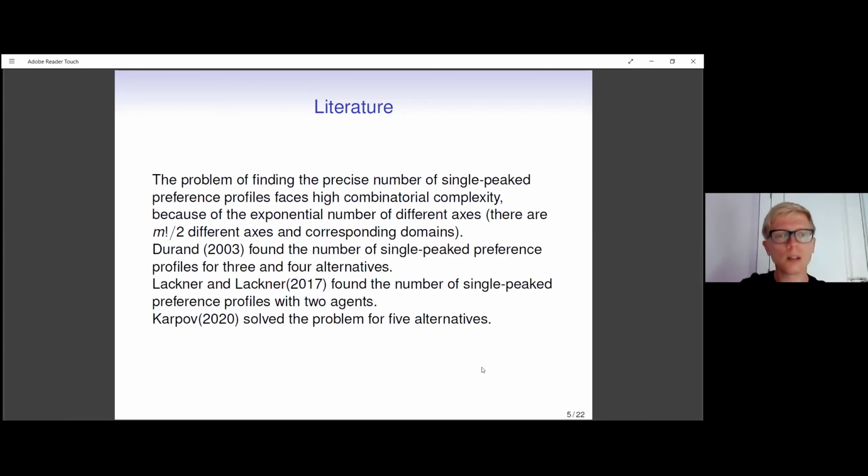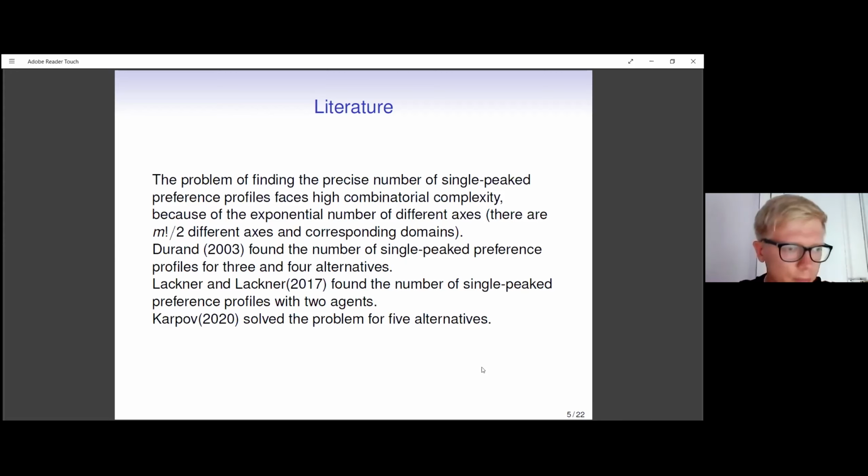Durand in 2003 found the number of single-peaked preference profiles for 3 and 4 alternatives. Here we have a small number of domains, and we can manually find all intersections. Lackner and Lackner found the number of single-peaked preference profiles with 2 agents. With 2 agents, it is a permutation. If we fix the first preference order, the second preference order is a permutation restricted by some pattern. We know this pattern, we know how to restrict this permutation, and from combinatorial literature we know the number of such permutations.